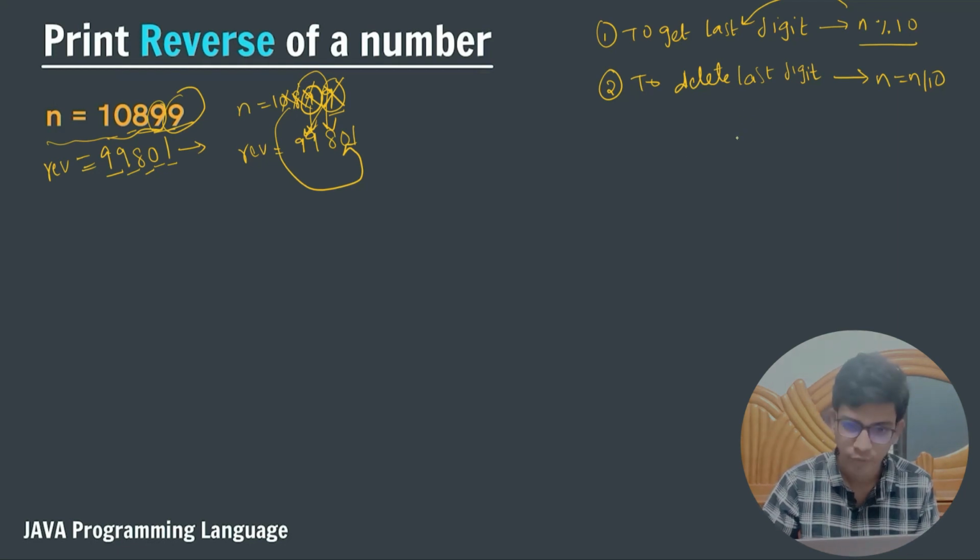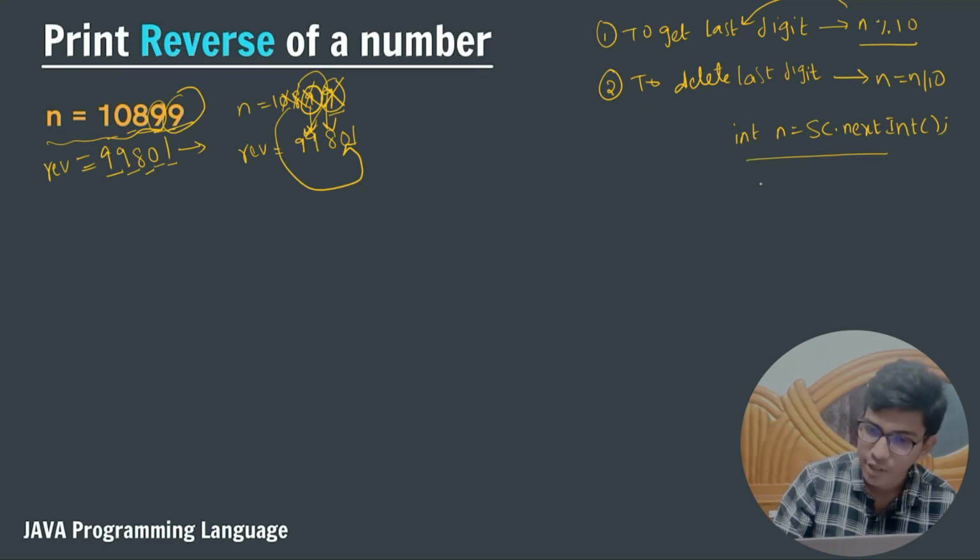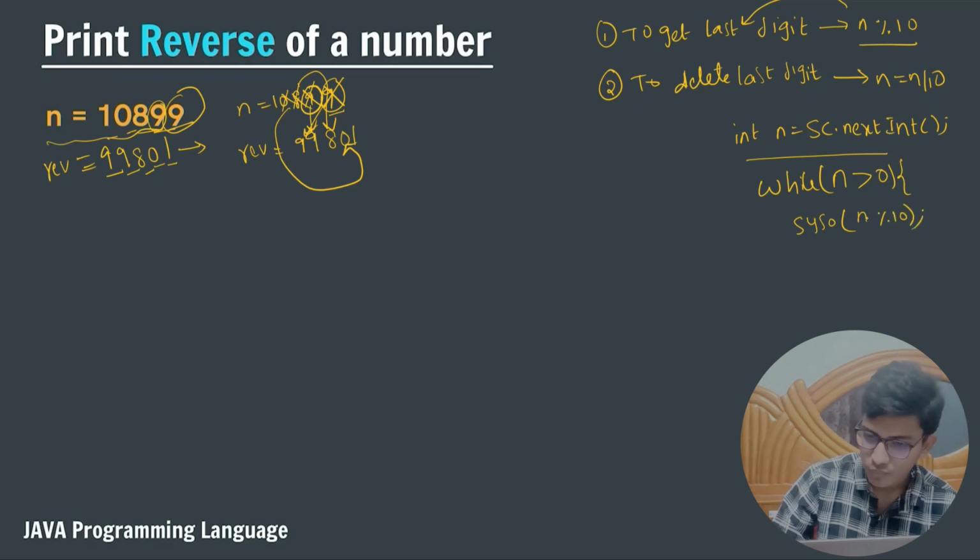First of all, we'll take the n value, int n is equals to sc.nextInt. After that, we will start an initialization here. This is itself the initialization step. After that, we'll write our while loop, while n is greater than 0. In that, we will print System.out.print our last digit, that is n modulo 10. Finally, we'll do n is equals to n divided by 10. This is our updation step. So this is the working of reversing of a number.